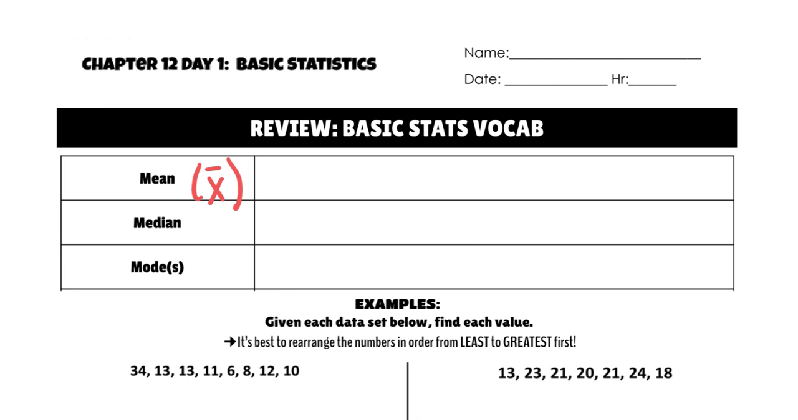So in order to find the mean, you add all of the values together. So you add all of the entries, so each individual number, and then you divide by the number of entries.